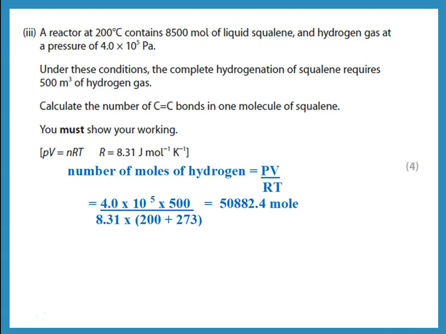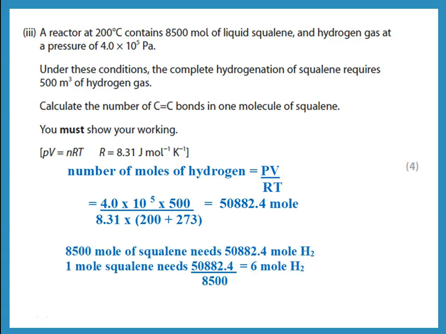So we're basically trying to get the number of moles of hydrogen gas. Now, how do we get it? Number of moles is PV over RT, because we have a specific temperature and specific pressure. So the pressure here is 4 times 10 to the 5 times the 500 meter cubed, because this volume should be in meter cubed as it is, over 8.31 times the temperature. Remember, the temperature has to be in Kelvin. If he gives it to me in degrees Celsius, I have to add 273 to convert it to Kelvin. That means that the number of moles of hydrogen is this number.